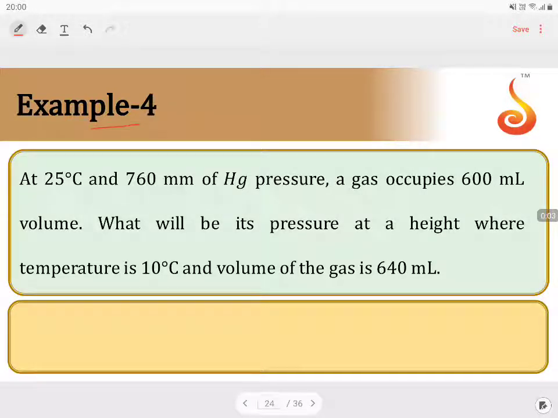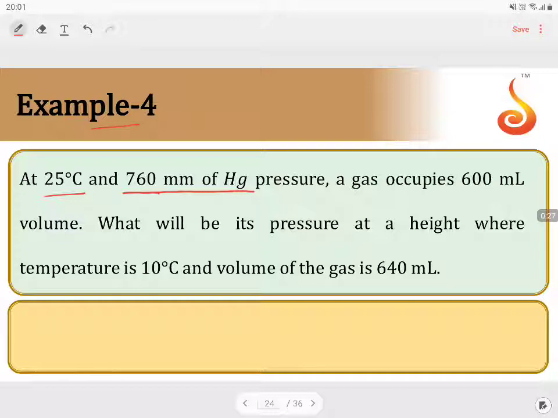Example number 4 on combined gas equation. The data given here is at 25 degrees centigrade, 760 mm of Hg pressure. Remember children, the pressure is given in 760 mm Hg, which can be converted into atmosphere, or you can stay in this. When the ratios are taken, the units get cancelled, so we can keep it in 760 mm.